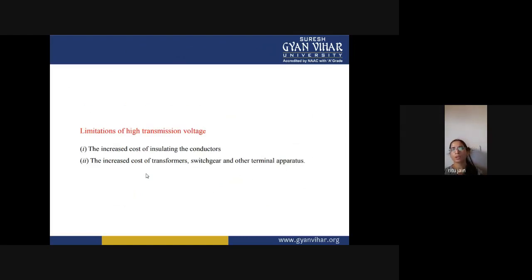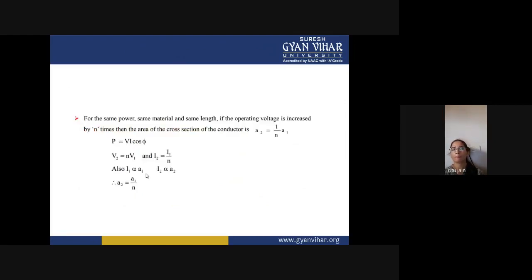Limitations of high transmission voltage: the increased cost of insulating the conductors, and the increased cost of transformer, switchgear and other terminal apparatus. For the same power, same material and same length, if the operating voltage is increased by n times, then the area of cross section of the conductor is A2 equal to 1 upon n A1. The power is equal to V I cos φ, where V2 is equal to n V1 and I2 is equal to I1 upon n. So by this formula you can calculate the power.